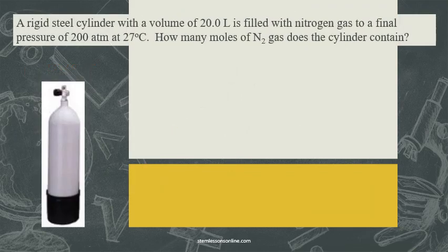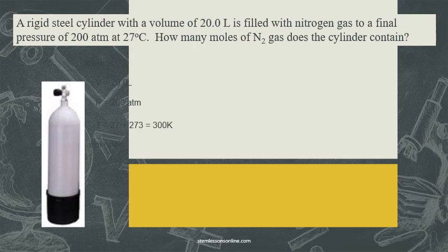So let's see a very quick example here. A rigid steel cylinder with a volume of 20 liters is filled with nitrogen gas to a final pressure of 200 atmospheres at 27 degrees Celsius. How many moles of nitrogen gas does the cylinder contain? So it is asking for the number of moles. Pressure is given, temperature we have to convert into Kelvin. What else is given? The volume is given, 20 liters.